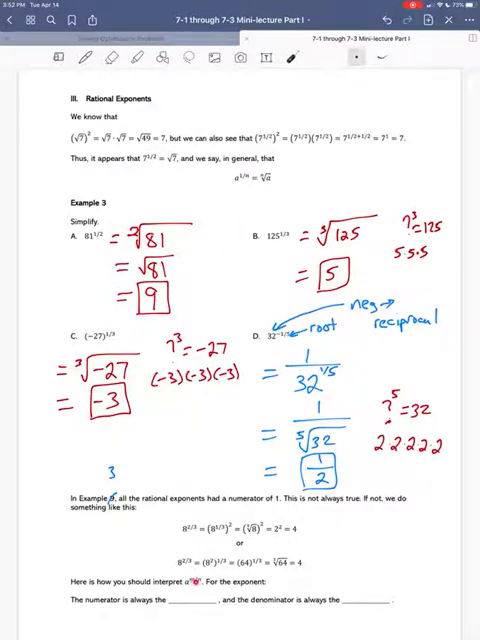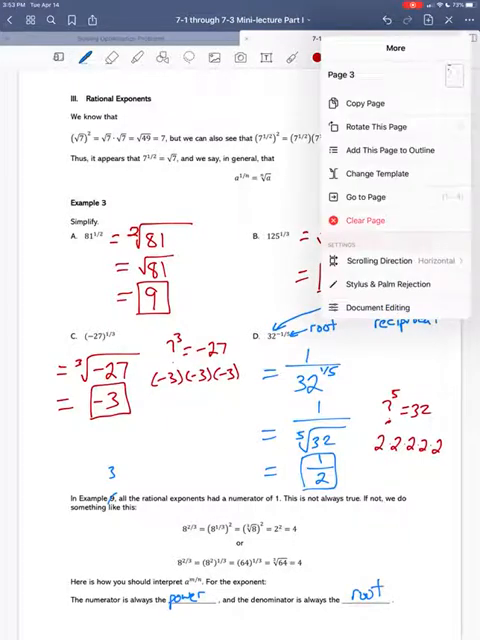So when I see this a to the m over n, just like here with the 8 to the 2/3, in both these cases, 3 was my denominator. I took a cube root of 8 or a cube root of 64. 2 was my numerator. I either took something squared here or something squared here. So the numerator was a power that I took, and the denominator was a root that I took. And so that's what I can write in here. The numerator is always the power, and the denominator is always the root.